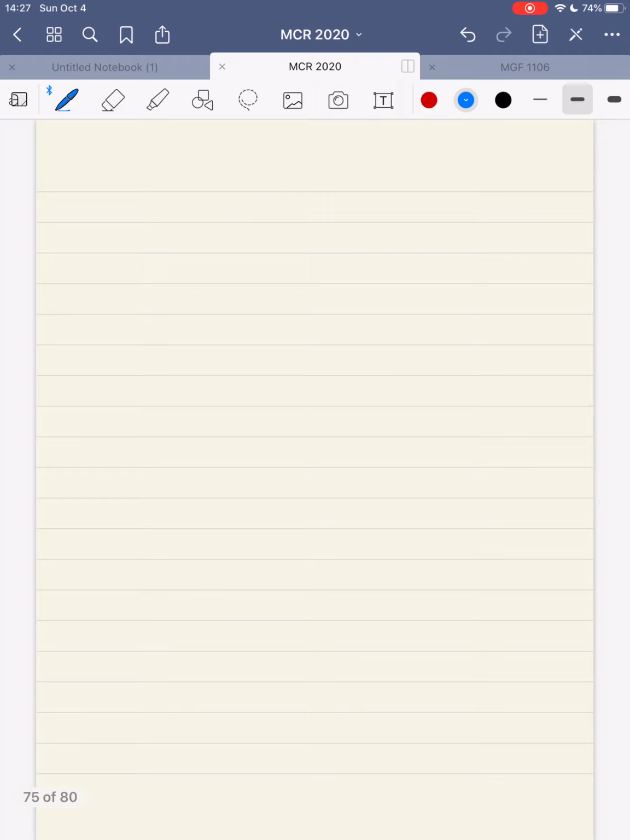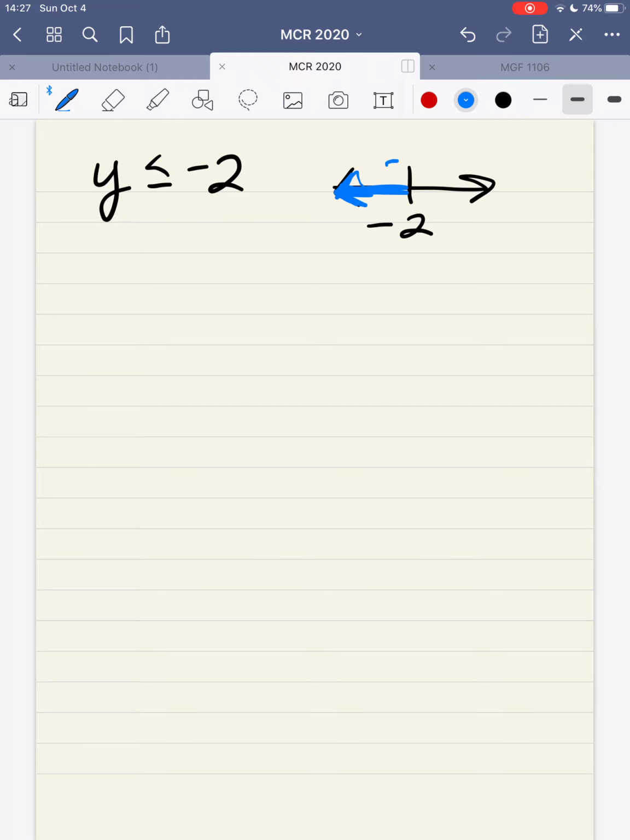Let's go ahead and look at another one. So I'm going to go ahead, I'll say y is less than or equal to -2. All right. The first thing I want to do always is do a quick sketch graph and know what's going on. So at -2, my variable is on the left. So my arrow points the way I should shade, which is to the left. And because it's less than or equal to, it can equal -2. That's where my closed circle or my bracket comes in.